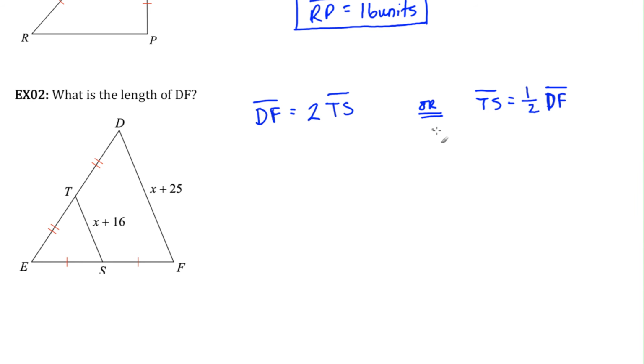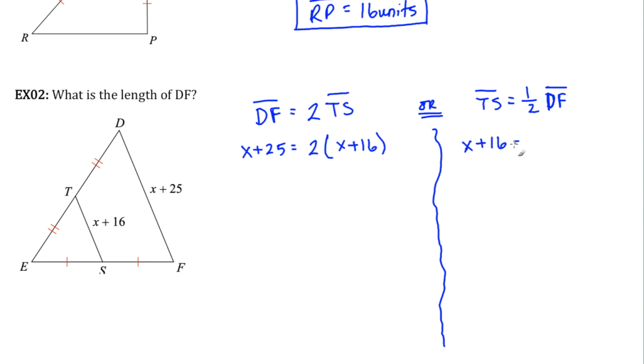Okay. There we go. So DF is 2 times TS. So DF, which is x plus 25, should equal 2 times TS, which is x plus 16. Or we could write it as TS, x plus 16, is half of DF, which is x plus 25. Either way, we'll get the same answer.